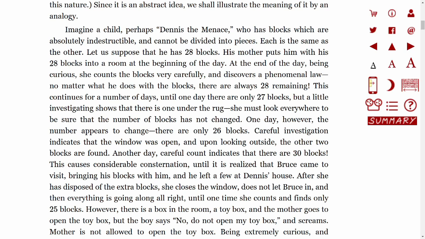This causes considerable consternation until it is realized that Bruce came to visit, bringing his blocks with him, and he left a few at Dennis's house. After she has disposed of the extra blocks, she closes the window, does not let Bruce in, and then everything is going along all right. Until one time, she counts and finds only 25 blocks.